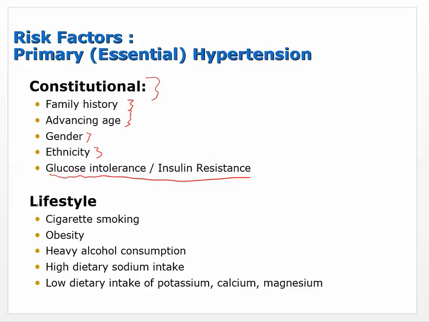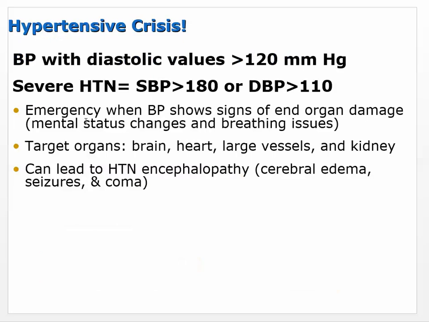Now, there are some things that are associated with lifestyle that you can control, things like cigarette smoking. Obesity, that's a tough one because obesity and weight in general is largely genetically determined, but it is something on some level that we have a control over. Heavy alcohol consumption, true, we have a control over that. So sodium intake, and other nutrients as well, like potassium, calcium, magnesium.